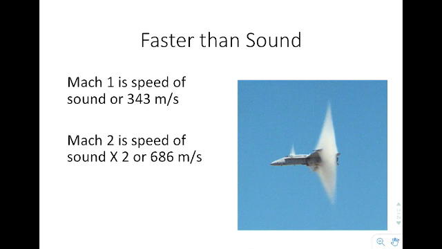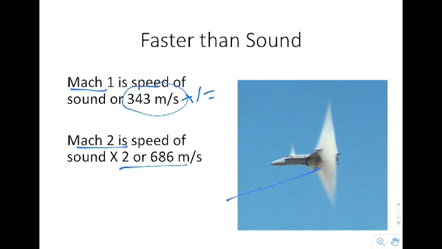Now, whenever something's traveling faster than sound, we have a special scale that we use, and that's called the Mach scale. Mach means the speed of sound times whatever number comes next. So when you have Mach 1, it's the speed of sound times 1, or the same value. When you have Mach 2, it's the speed of sound times 2, or 686.